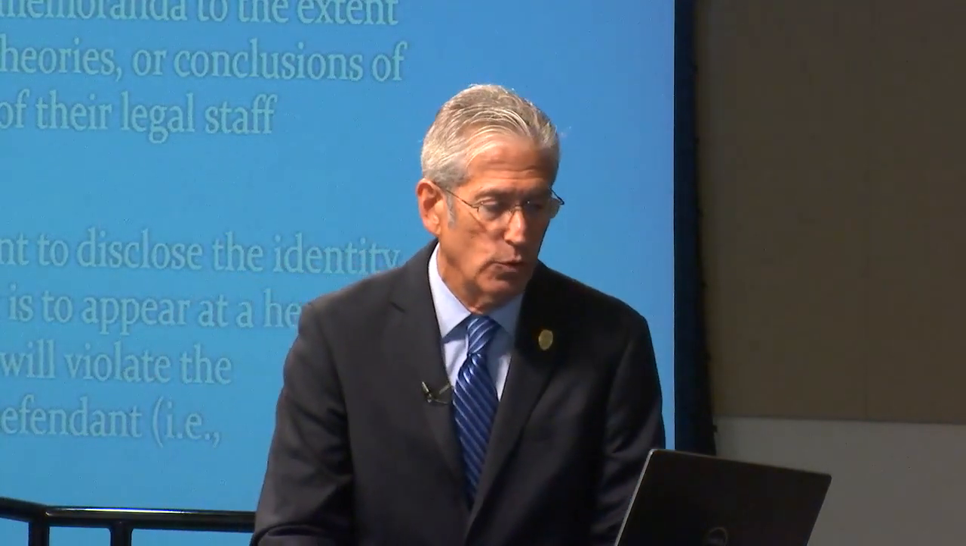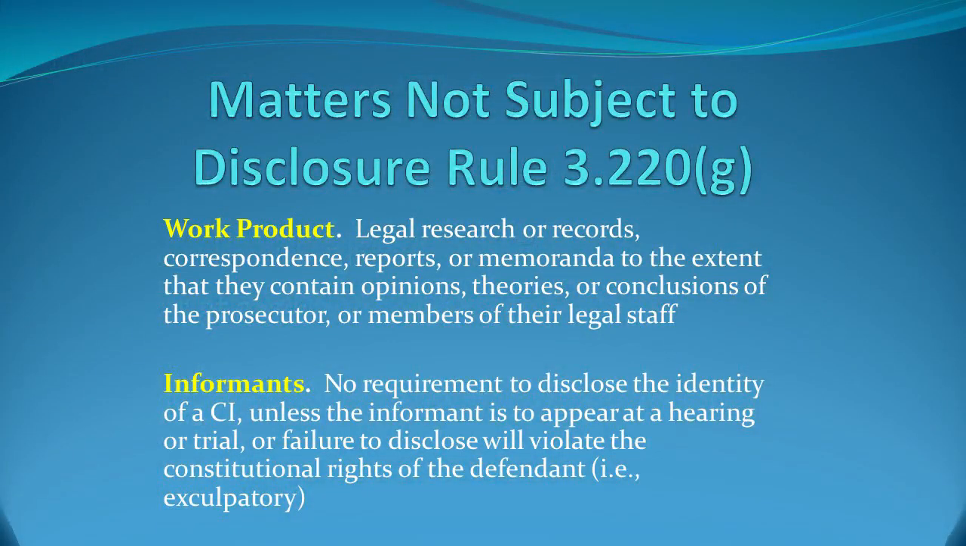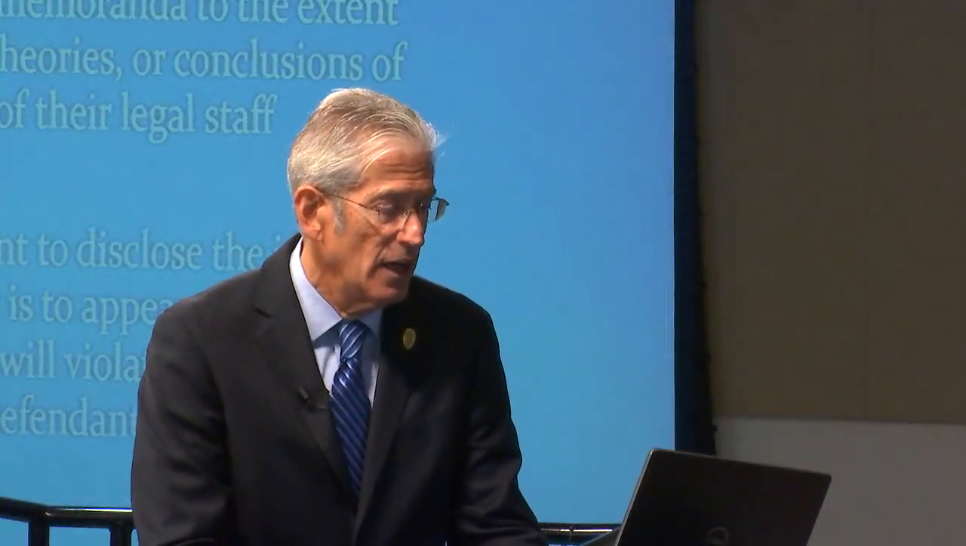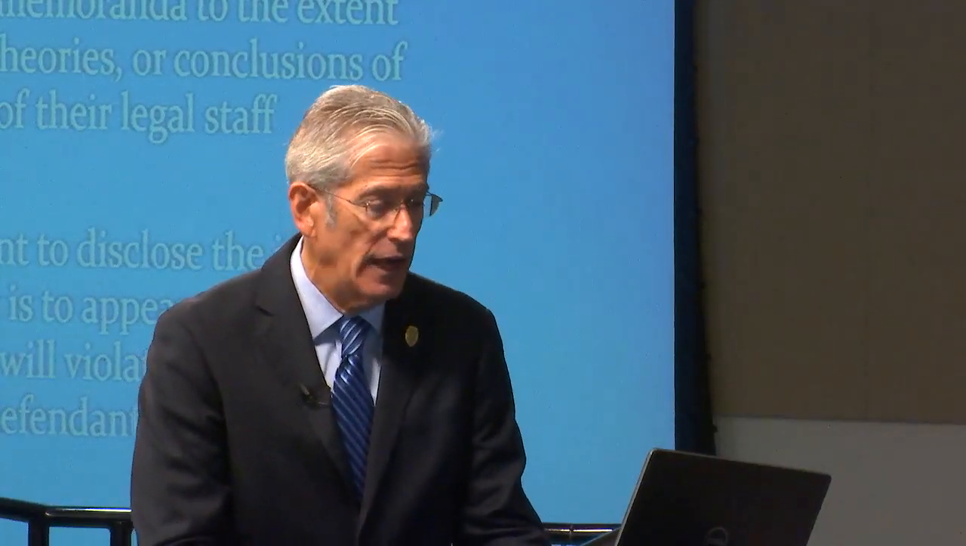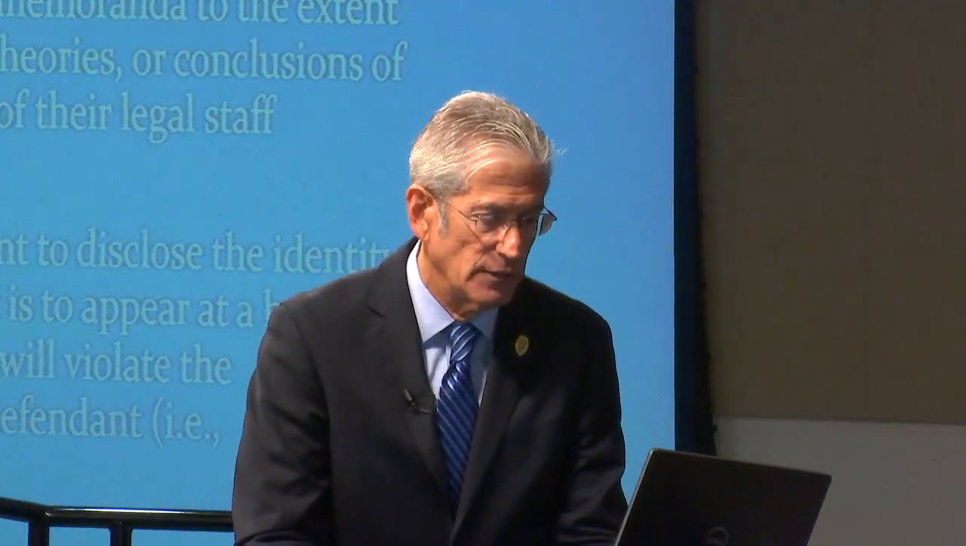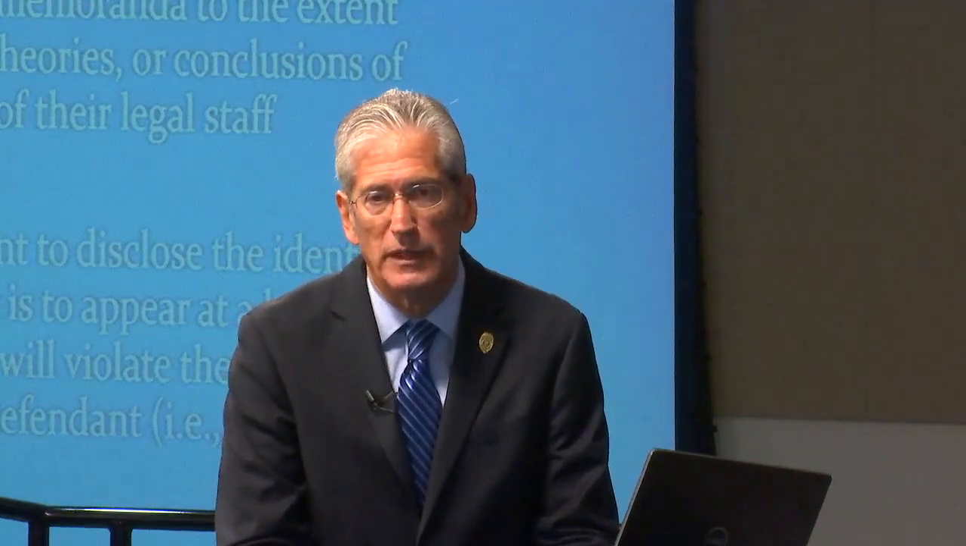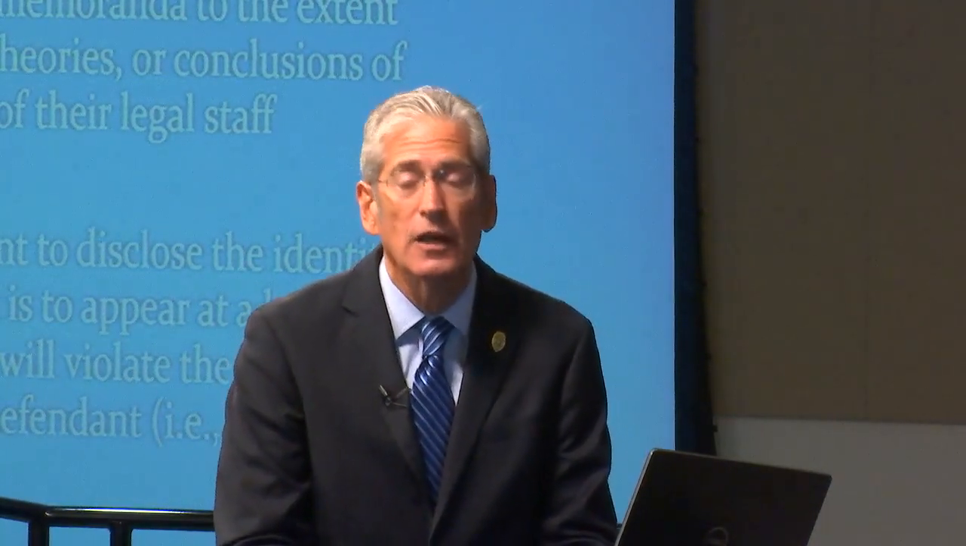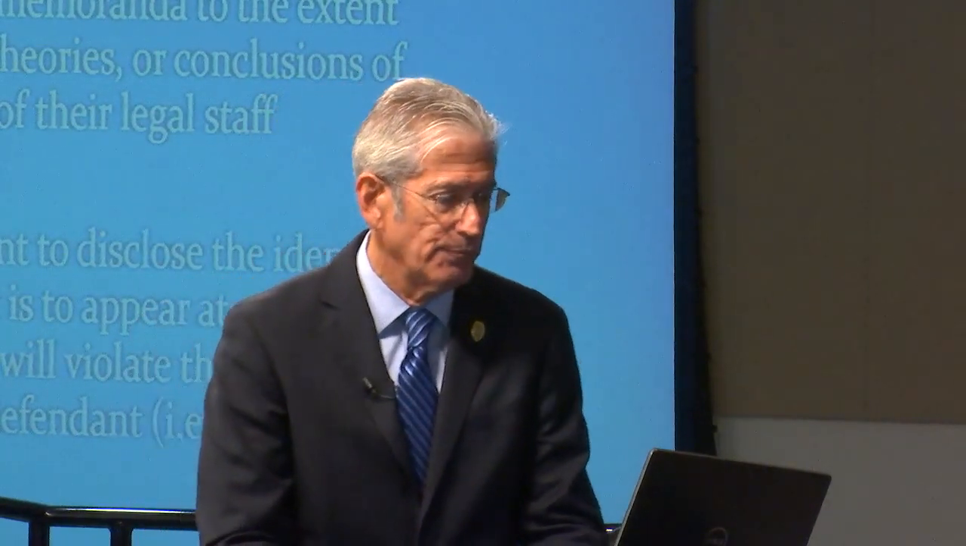Matters not subject to disclosure under Rule 3.220: work product, legal research, records, correspondence, reports, and the like that contain opinions and theories or conclusions of a prosecutor or the legal staff of that prosecutor. Informants, there's no requirement to disclose the identity of a CI unless the informant is going to appear at a hearing or a trial. Failure to disclose obviously would violate the constitutional rights of the defendant. That would be exculpatory information that has to be disclosed, and we'll discuss that at great length.